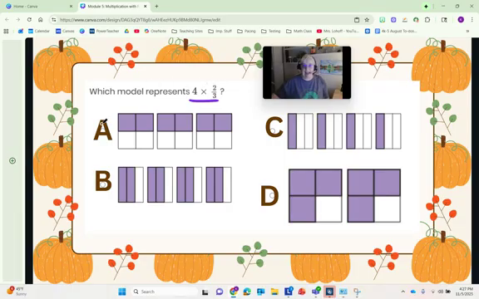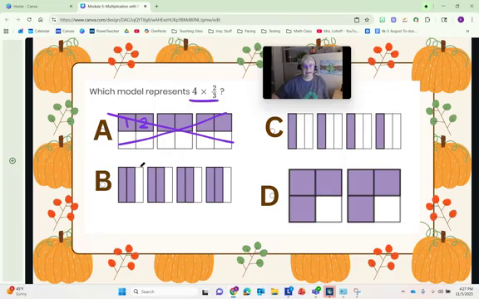So let's look at A. A, I see 3 boxes. Well, we needed 4 boxes. And the fraction to be represented should be 2/3. And I'm looking at this and it's 2, but it's 2/4. So A is not showing 4 times 2/3.